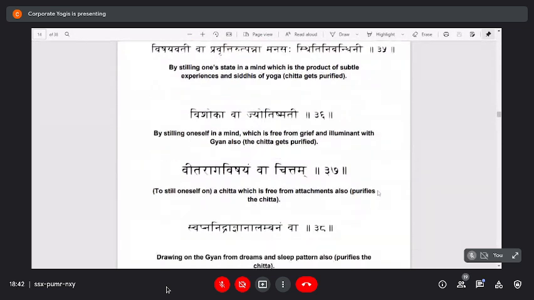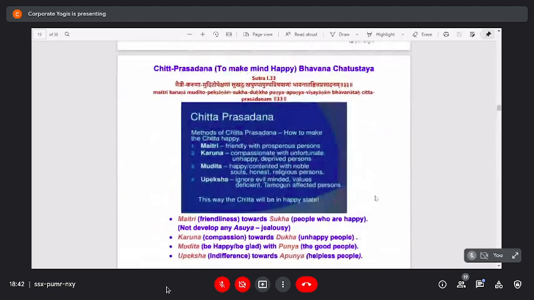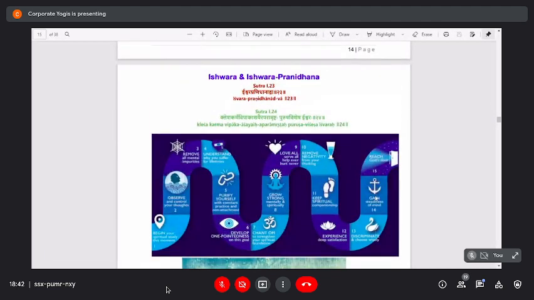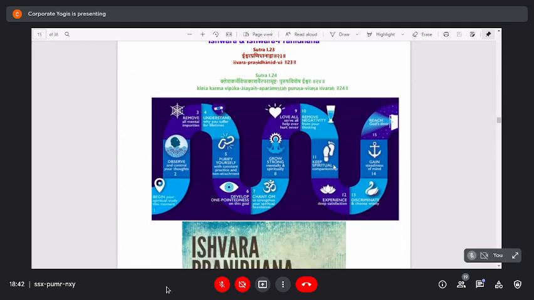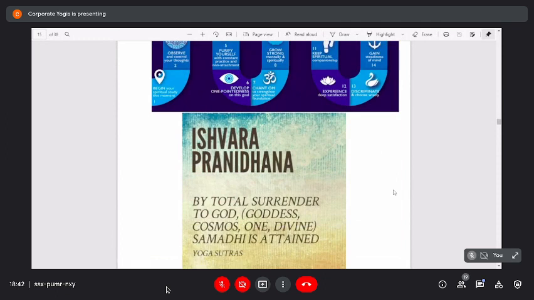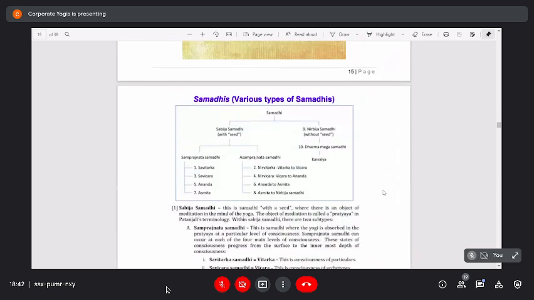I'll skip this, as it is not from the exam questions. And the last thing: other than chitta prasadanam, there is another way to attain a happy state of mind, which is Ishwar pranidhana. You surrender yourself to the Almighty God, whatever you call it, a larger cause, and a happy state, or samadhi state, of the mind will be attained.